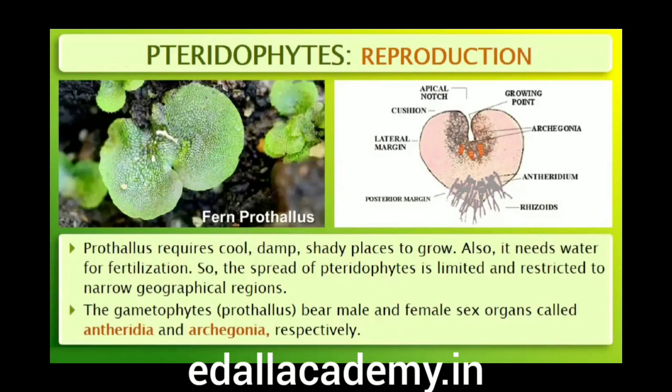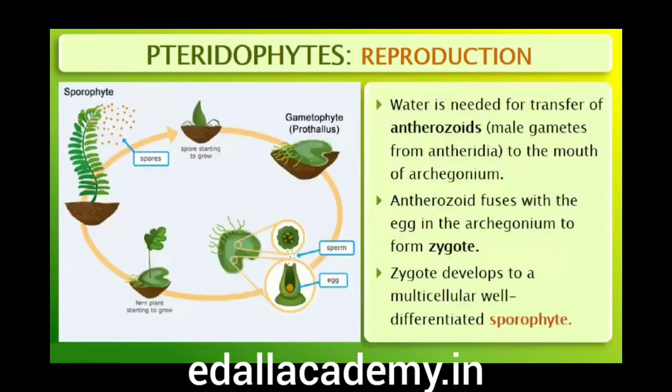The gametophytes bear male and female sex organs called antheridia and archegonia, respectively. Water is required for transfer of antherozoids, the male gametes released from the antheridia, to the mouth of the archegonium. Fusion of the male gamete with the egg present in the archegonium results in the formation of a zygote. The zygote thereafter produces a multicellular well-differentiated sporophyte, which is the dominant phase of the pteridophytes.